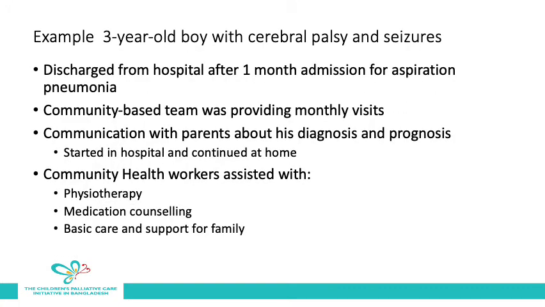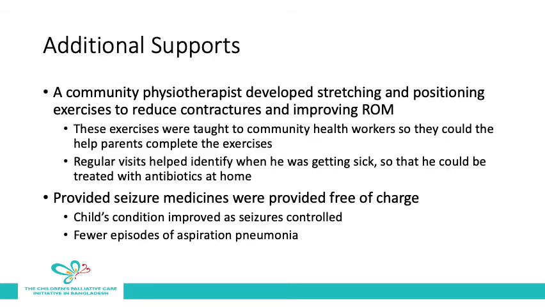Let's look at a second example of a 3-year-old boy with cerebral palsy and seizures. This little boy was discharged from hospital after a 1-month admission for aspiration pneumonia. The community-based team was then asked to provide monthly visits to follow up on how he was doing. Communication with his parents had been done about the diagnosis and prognosis. This was started in hospital and continued with the home-based team. The community health workers were able to assist with physiotherapy, medication counseling, and basic care and support for the family.